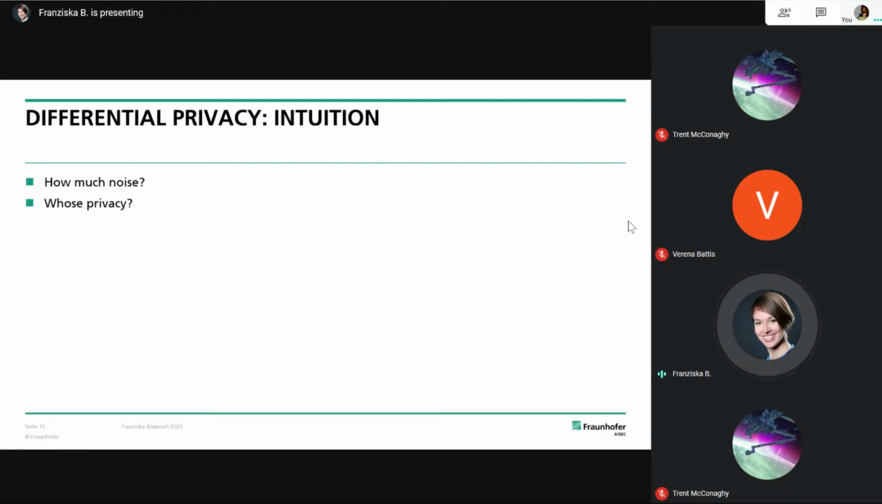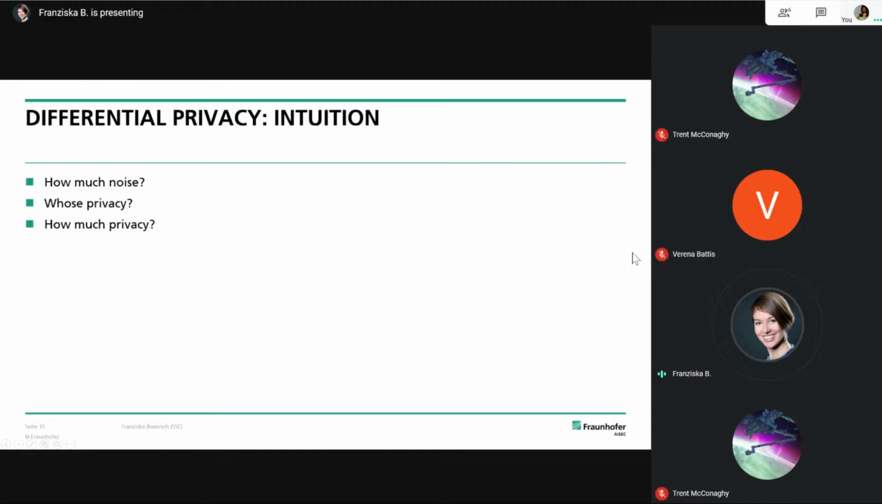The next question that comes up is, whose privacy do we want to protect? Now we spoke about protecting the privacy of this orange individual, but consider that it might be possible that another individual, like a pink individual, joins the group who is even taller than the orange one. So the noise wouldn't be sufficient to protect it.